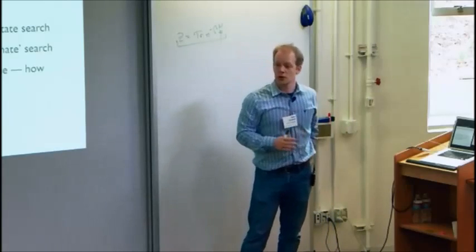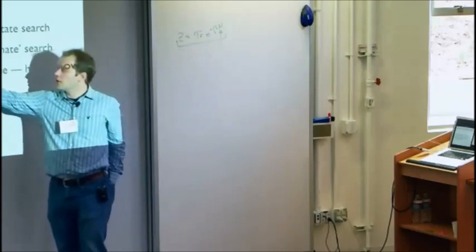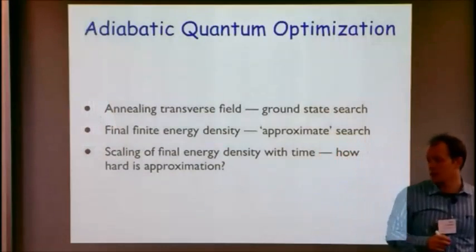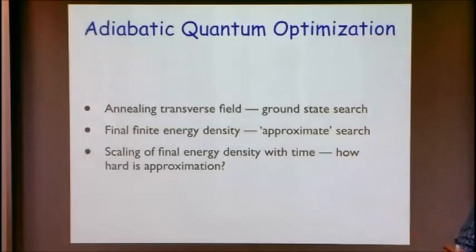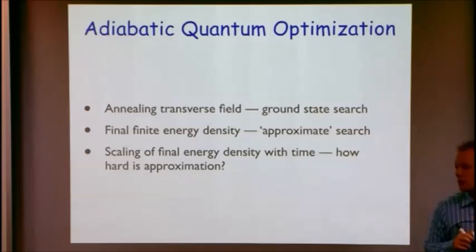But you can ask the question, what is the final energy density that you get to when you do go a little bit faster? You can think of that as an approximate search for the ground state. Okay. So then you can ask the question, well, what's the scaling of the final energy density with time? And that is related to how hard is it to approximate. Now, this is still unstructured search. So I can give you lower bounds, which I hope are correct, but I think they are.